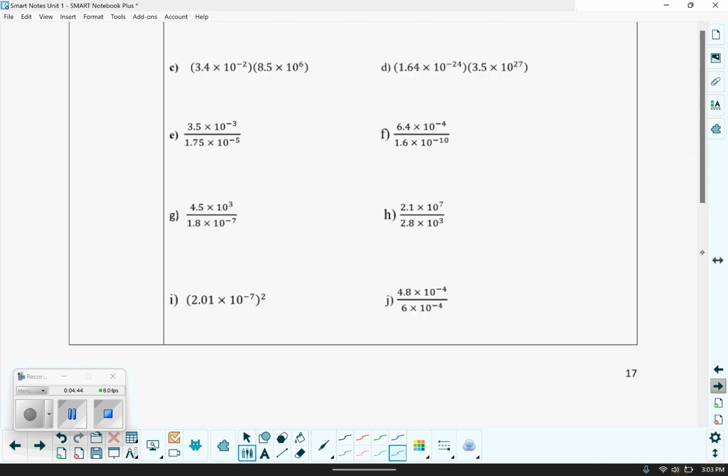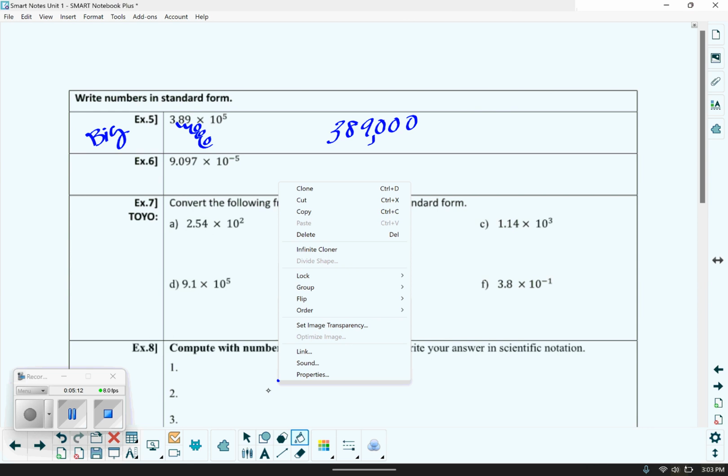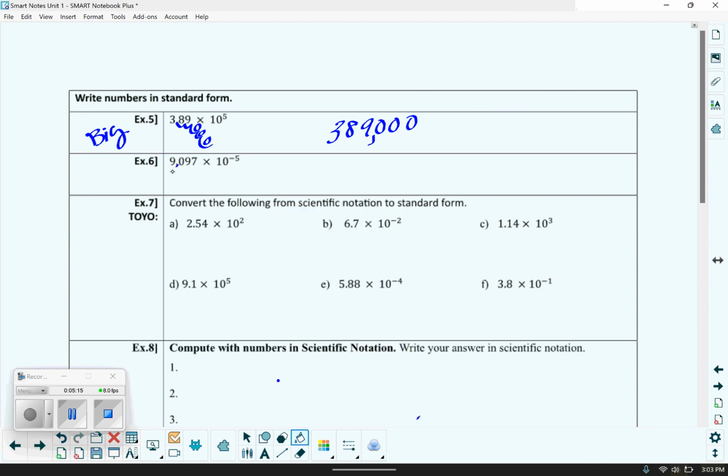All right, so the next part, we're going to do multiplication and division. But before we do that, let's put these in standard form. So this is a big number, has a positive exponent. So we're going to go 1, 2, 3, 4, 5, and fill in with zeros. So 3, 8, 9, 1, 2, 3. The next one is a small number by 5 spaces, so 1, 2, 3, 4, 5. Fill in with the zeros. So it's 0.19097.